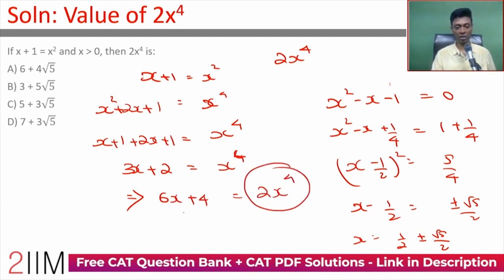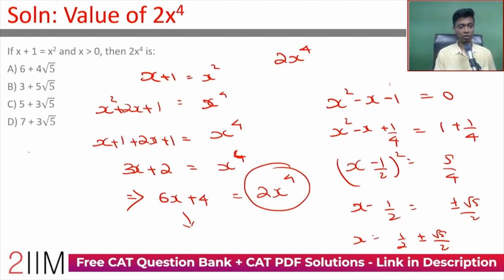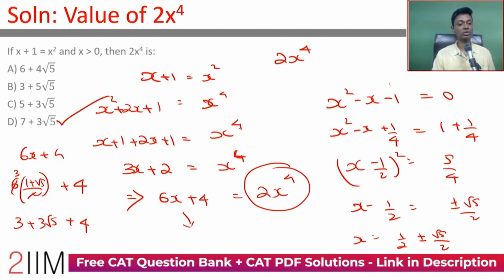We only need to find this. X is 1 plus root 5 whole by 2. We want to find 6x plus 4, where x is 1 plus root 5 by 2. 6 into 1 plus root 5 by 2 plus 4. So this is 3 times, so 3 plus 3 root 5 plus 4, or 7 plus 3 root 5, or 3 root 5 plus 7. There goes this answer. The key thing here is to somehow find x and then write x power 4 in terms of x. If you manage that, this becomes a far simpler question.